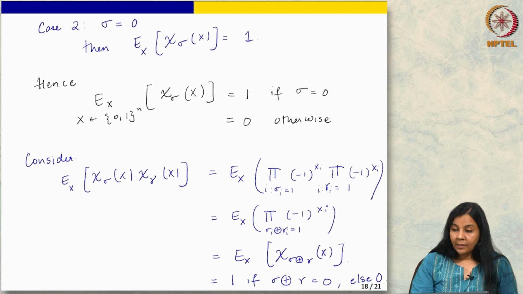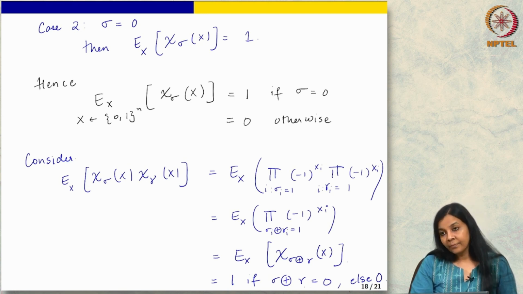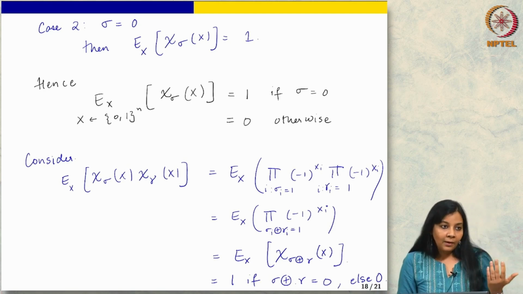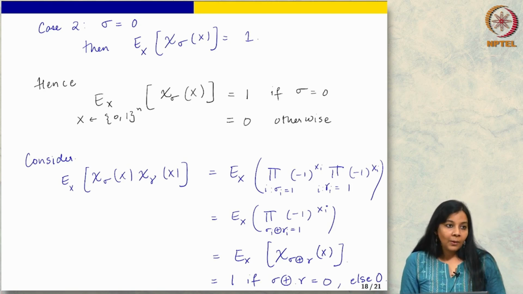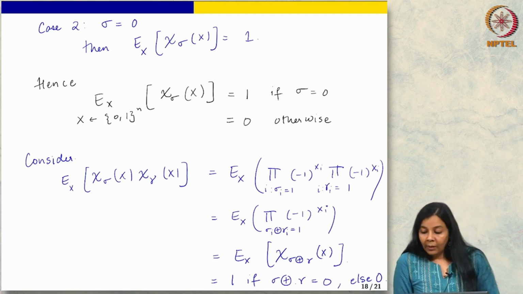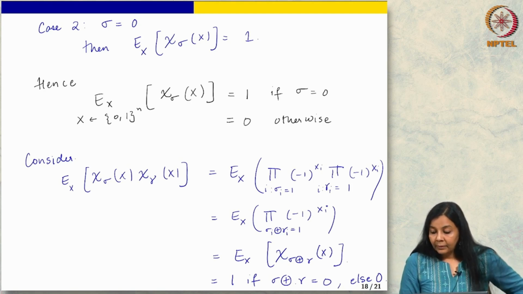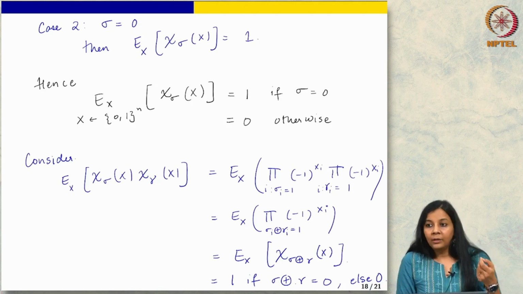So, what does this mean? Sigma XOR gamma is 0 when the two are equal. So, this is just showing what we wanted: we wanted to show that these vectors are orthogonal, and this is showing that. Whenever sigma is not equal to gamma, the inner product is 0.